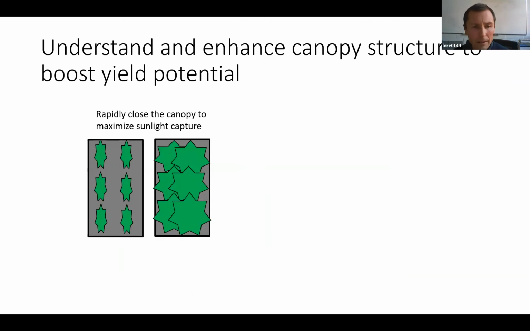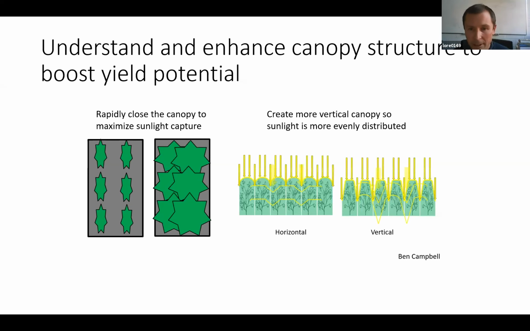All right, so to summarize all that, what we want at the end of the day is plants that are going to rapidly close their canopy so that they maximize light capture as quickly as possible after planting and not waste any sunlight. And once again, we want plants that are going to be more vertical in their canopy structure to allow more light to be more efficiently used at lower levels of the crop canopy.